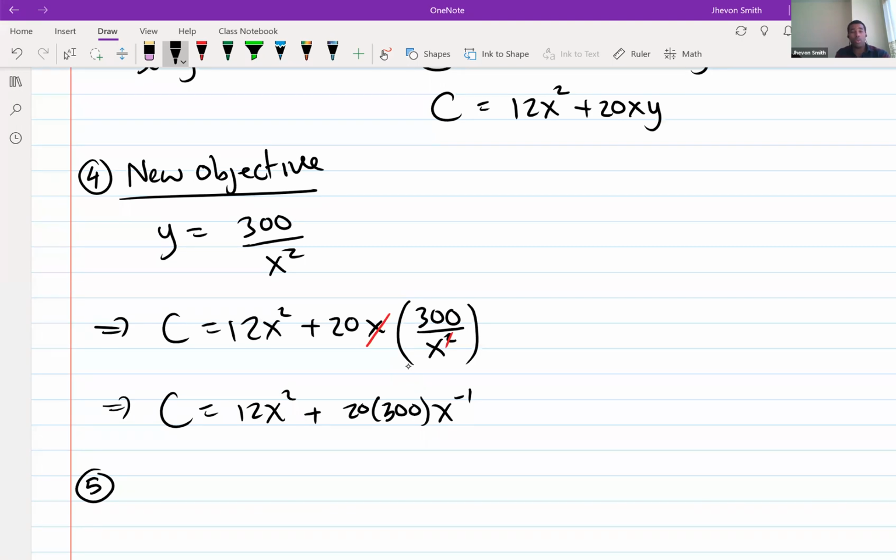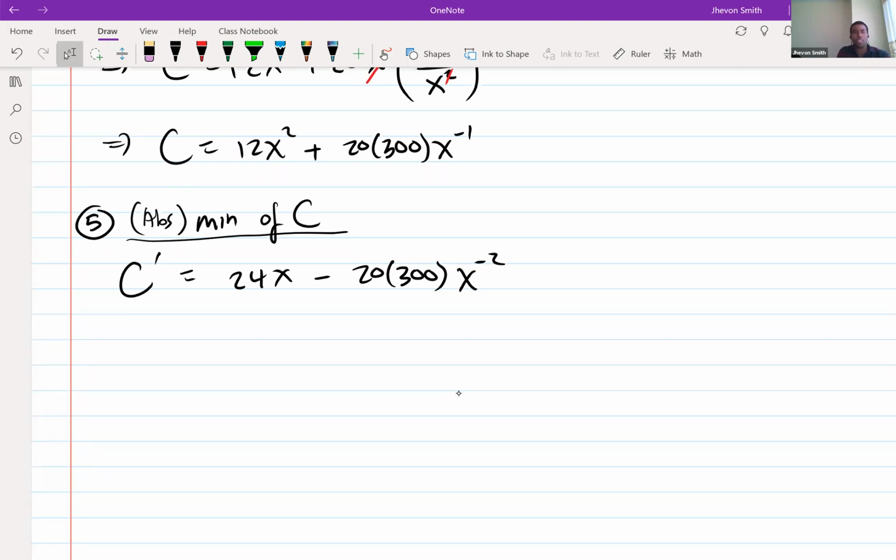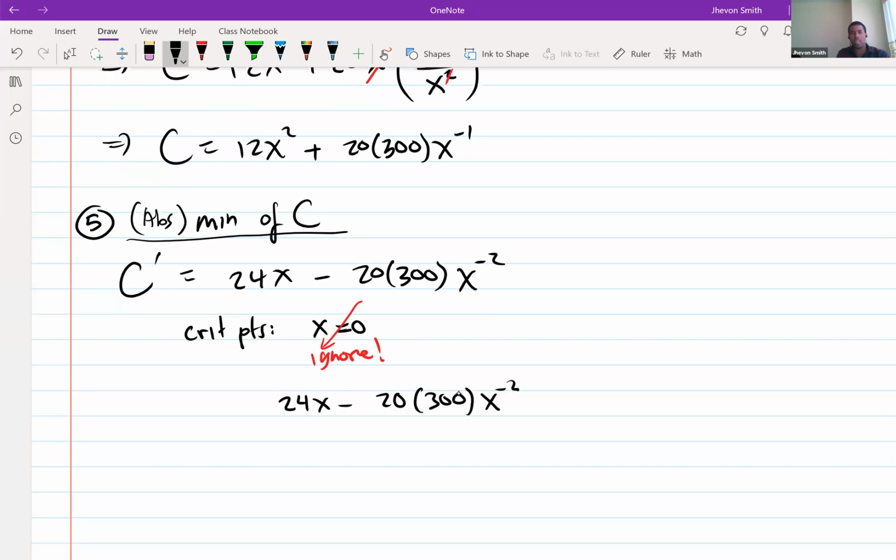Fifth, you want to find, technically it's the absolute min. But the endpoints aren't going to give you the answer here because that will give you 0. So what we're going to do is find the critical points, which means I need to talk about C prime. This is 24x minus 2300 x to the minus 2. Now, critical points are, of course, x equals 0 is a critical point because it divides by 0 here, and that would be where the derivative is undefined. But of course, I'm going to ignore this because if x equals 0, I won't have a box. But the other one is if this guy, 24x minus this guy, is equal to 0.